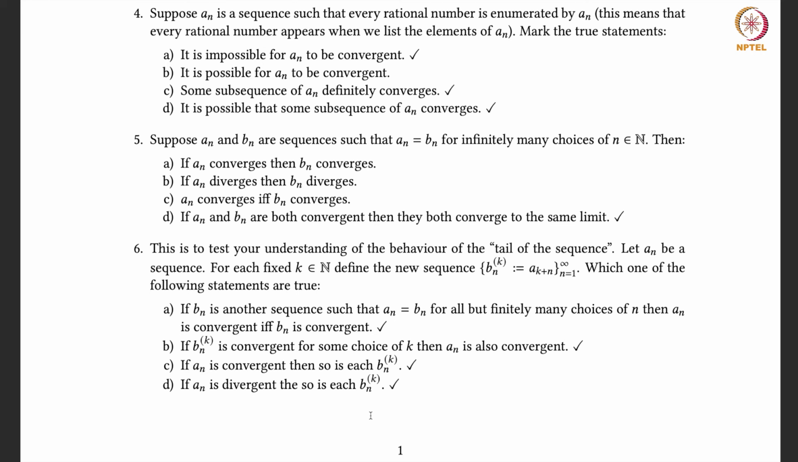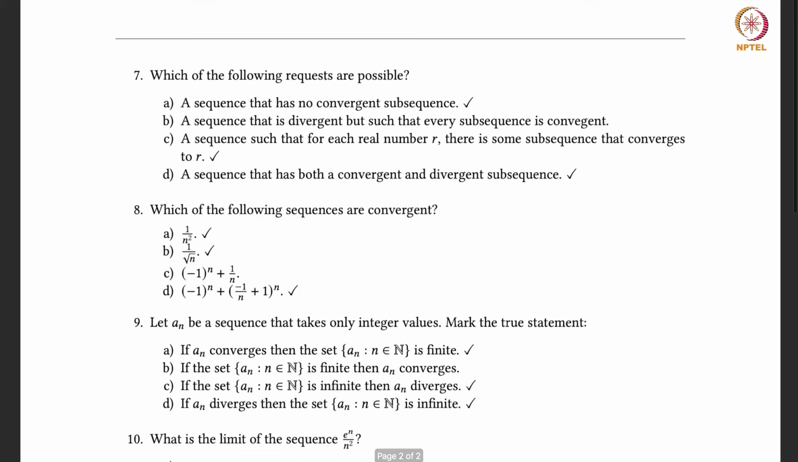C: If a_n is convergent, then so is each b_n^k. Again, this follows immediately from A. D: If a_n is divergent, then so is each b_n^k. Again, it follows immediately from A. So this just depends on A. If you can show A rigorously, you are done. So let's move on to the next question.